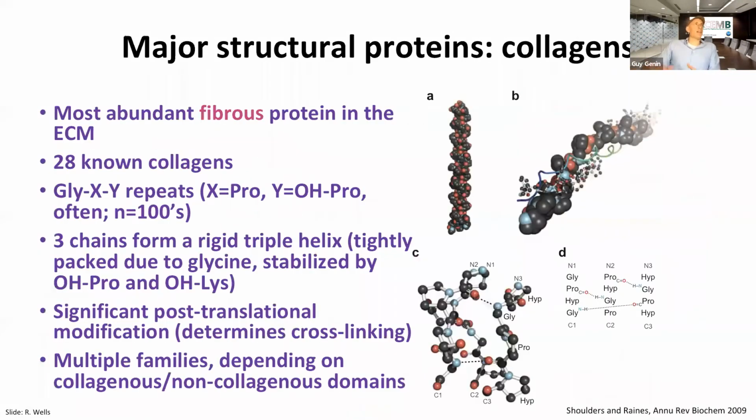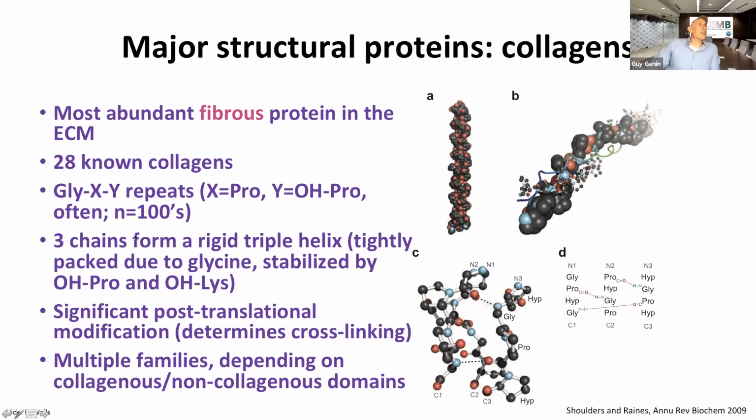All right, so protein number one, the first one we'll talk about is collagen. This is the most abundant fibrous protein in the extracellular matrix. When you get that dish I showed on slide one in a Chinese restaurant, there seems to be more collagen than any other protein on that dish. There are 28 of them that we know of. They have a certain structure. They form this triple helix structure.